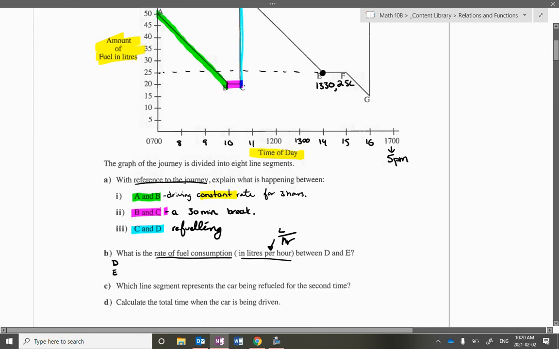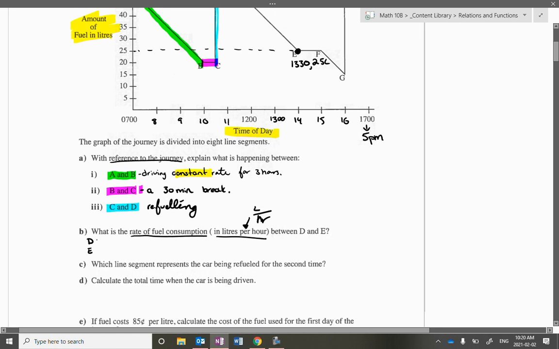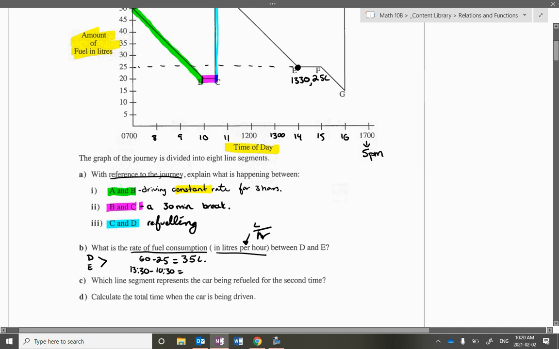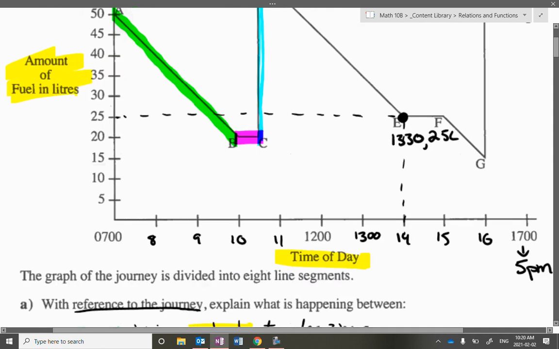Sure. So for something like this, you can show your work a lot of different ways. So our liters, I'm going 60 minus 25, which gives us 35 liters. And then we went from 1330 and 1030, right? Is that right at 1400? What do you guys think? It's hard for me to see this on the computer. 1400 it should have been.